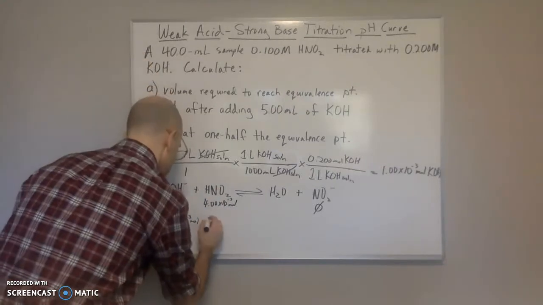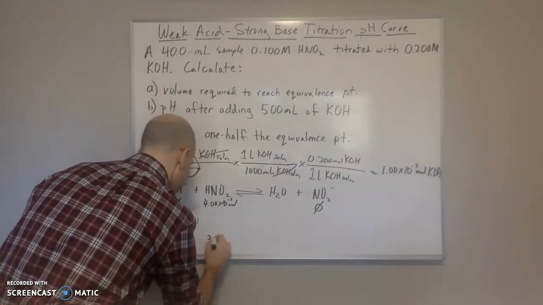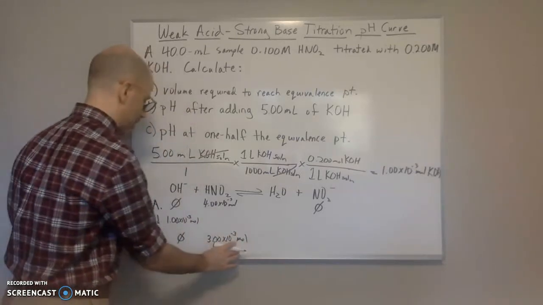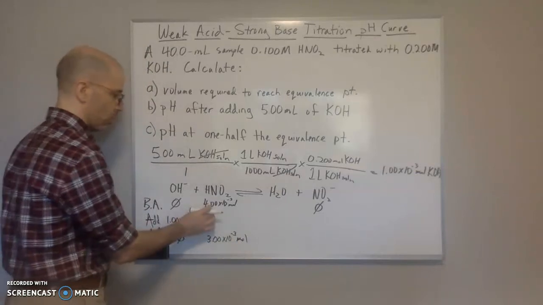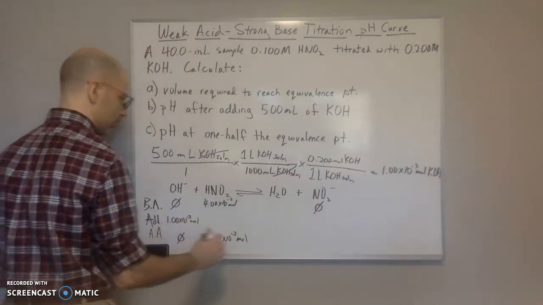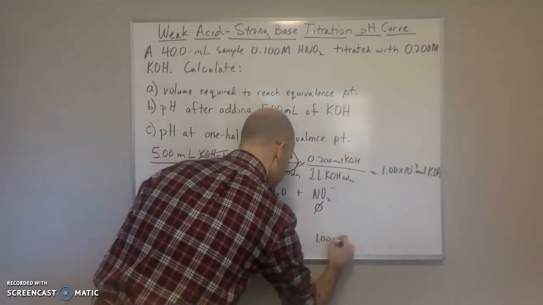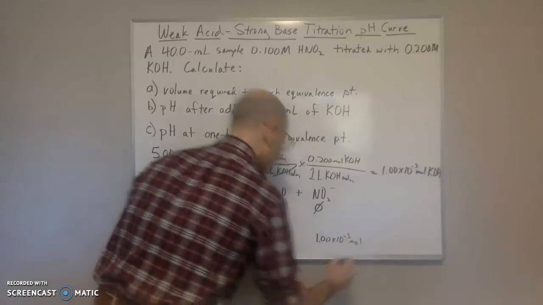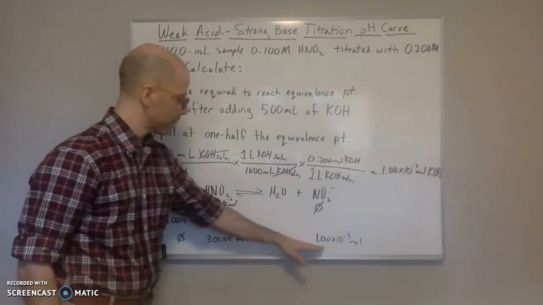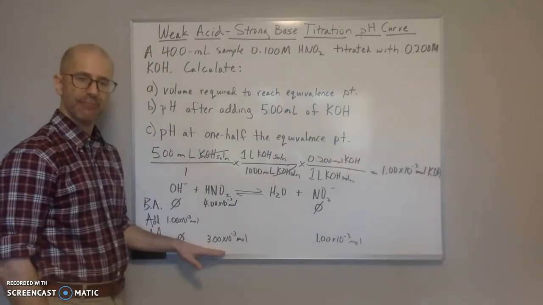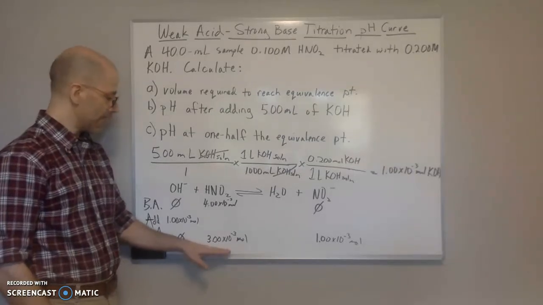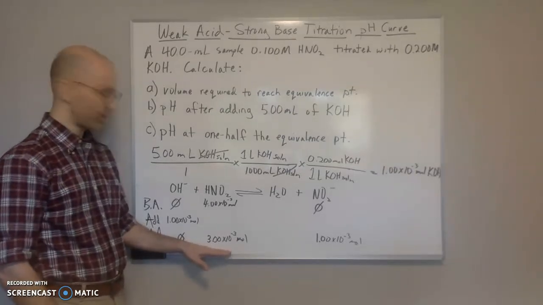So this becomes 3.00 times 10 to the negative 3 moles. So we have that much left. And because it's a 1-to-1 ratio, the amount that reacted forms the same amount on this side, so we get 1.00 times 10 to the negative 3 moles of NO2 minus. So now that we have figured out the amounts after adding the 5 milliliters of KOH, we can use the Henderson-Hasselbalch equation.